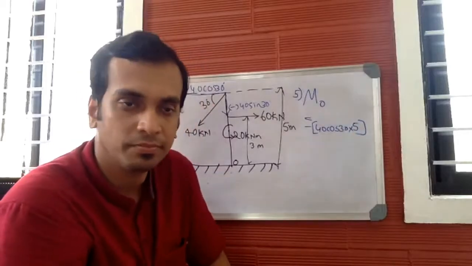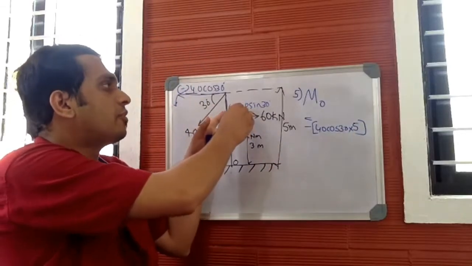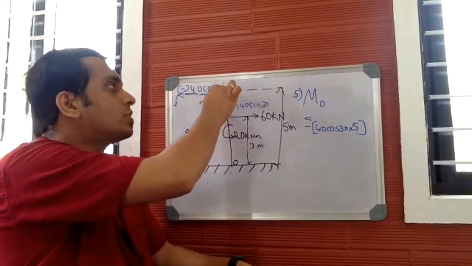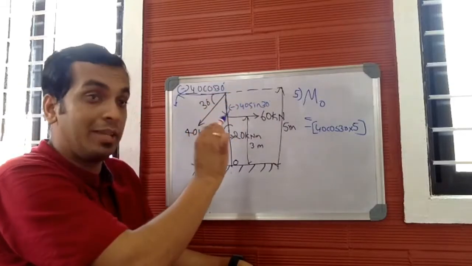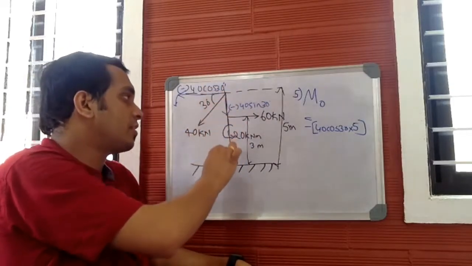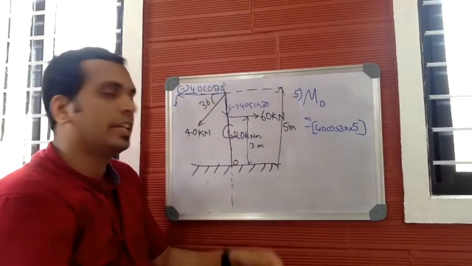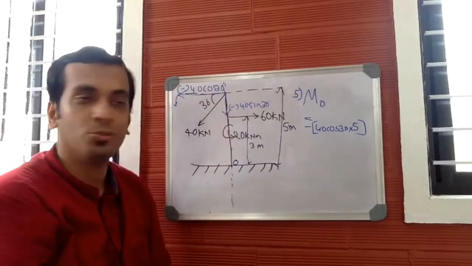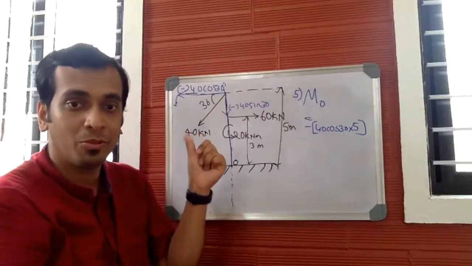Now you have 40 sine 30. This force will not produce any moment about O. Why? Because when you draw the line of action, the line of action passes through the point O. So this force will not produce any moment about point O.